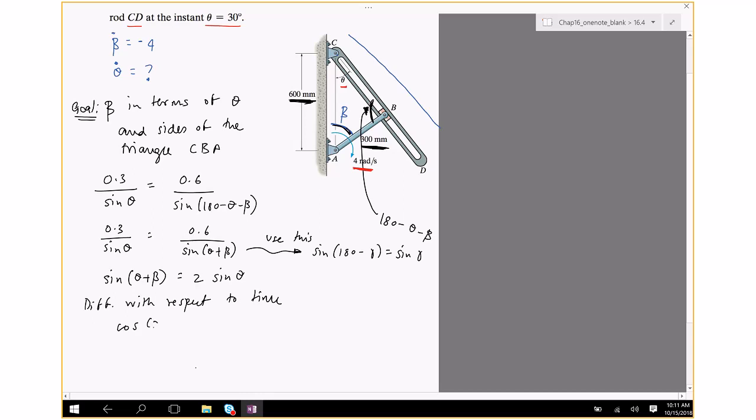cosine theta plus beta. And then remember, it's a derivative with respect to time, so I need to differentiate whatever is inside the brackets of cosine or sine, which is theta plus beta. So it's theta dot plus beta dot equals to derivative of sine is cosine theta, and the derivative of theta is theta dot.